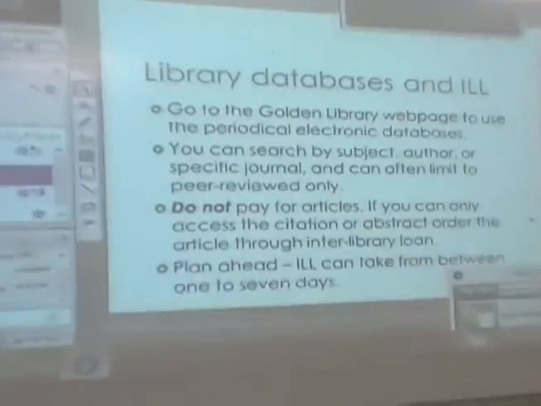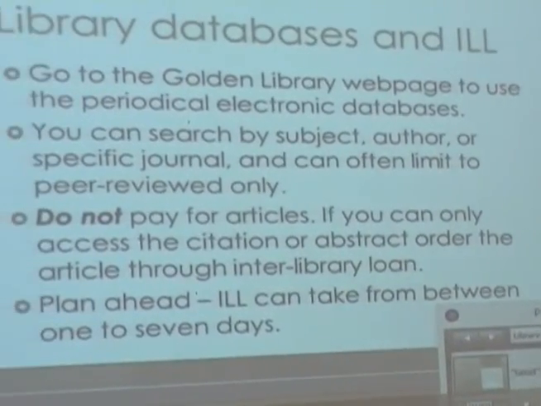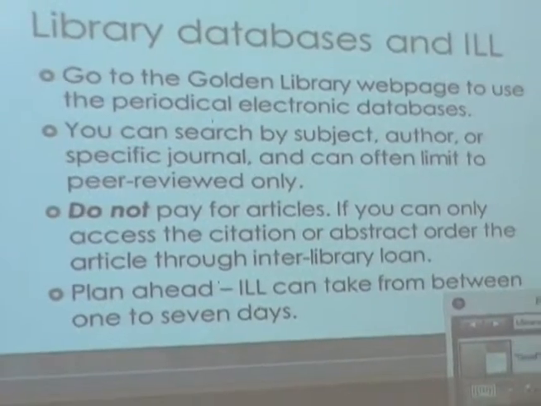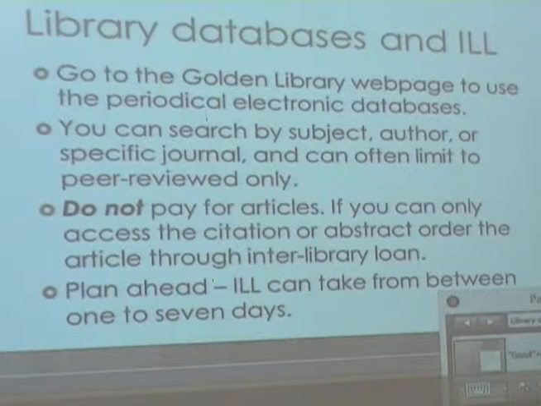All right, so next week we'll go over this again in lots of detail, all right? But library databases and interlibrary loan are two things you want to start to get very, very familiar with. Okay? If you go to the library webpage, then you can click on periodic electronic databases and you can access lots and lots of articles for free. Okay?